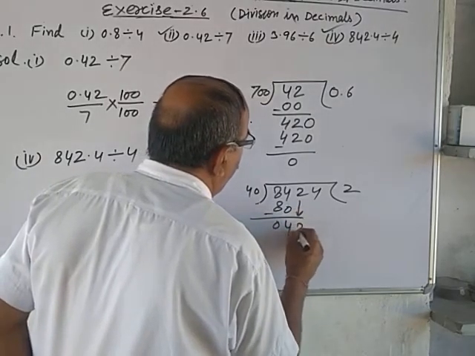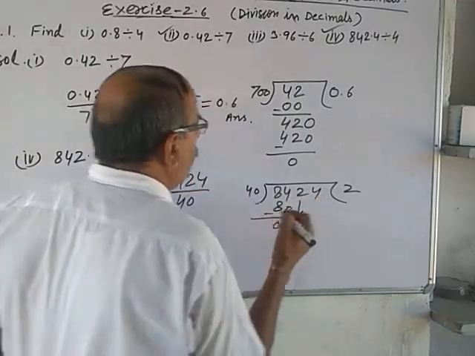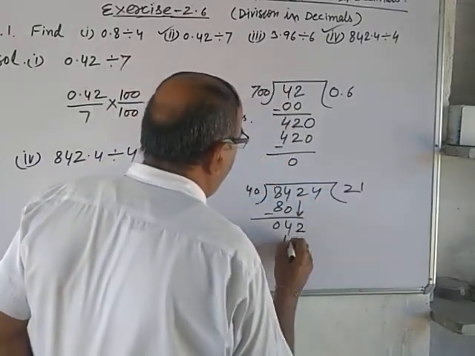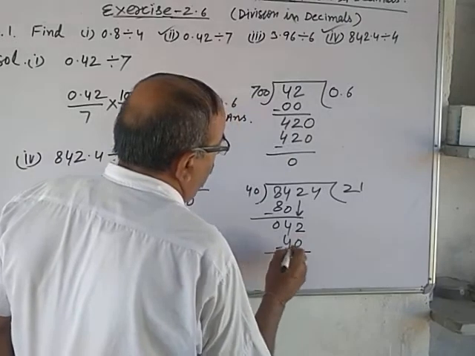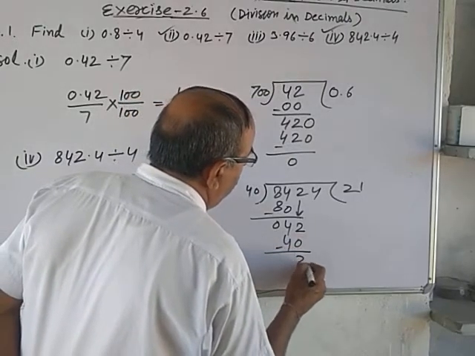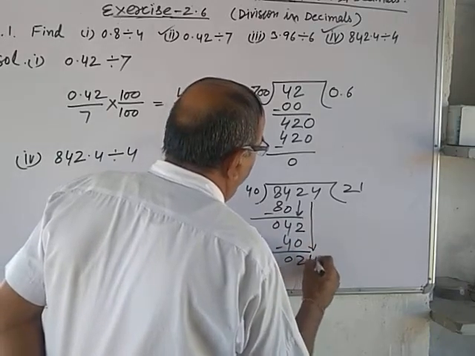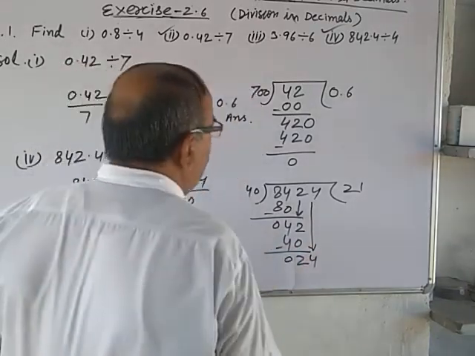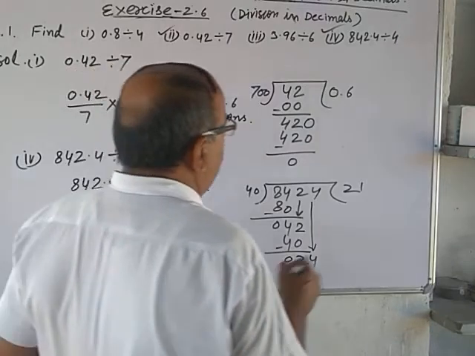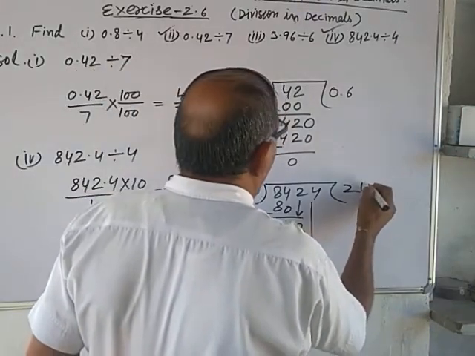We carry 2. It becomes 42. 41 is 40. Subtraction, the remainder is 2. We carry 4. It is not divisible.